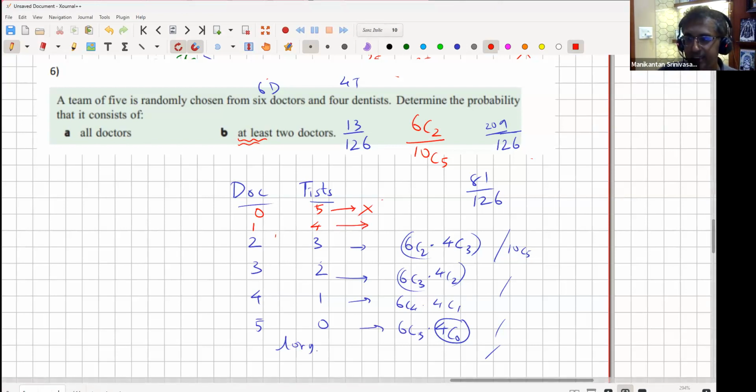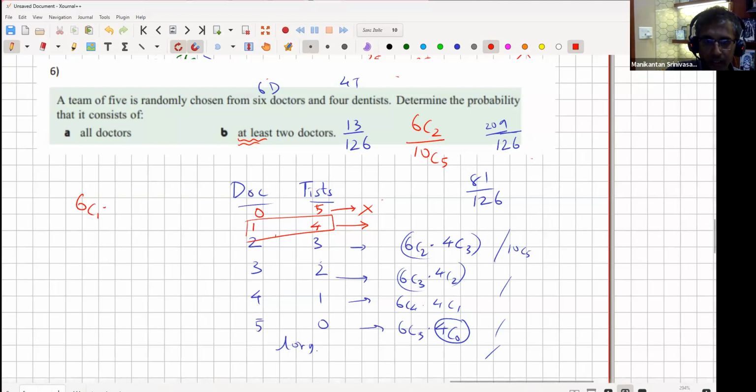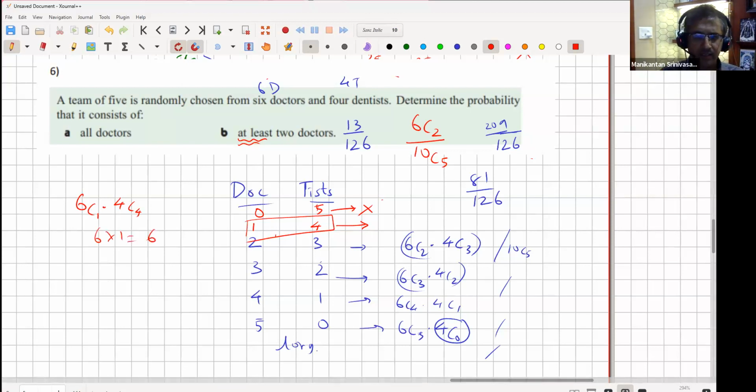This is still possible. Okay. And this is the only case I have to subtract from 1. If I'm assured that it's not this, then there's at least 2 doctors. So what is the probability of 1 doctor and 4 dentists? 6 choose 1 into all 4 dentists can be in only one way, 4 choose 4. So this is very easy, right? So 6 into 1, only 6 ways. You have to literally select 1 doctor and then all the other 4 dentists, right? So this is the probability of selecting 1 doctor and 4 dentists.